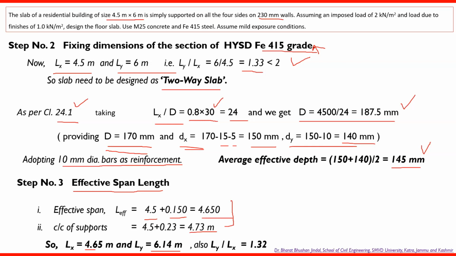Again we use the same methodology to work out the effective span along the longer span length. Here we have to apply the check whether Ly by Lx is less than 2. Yes, it is coming out to be less than 2. So we can proceed with the design of this slab as a two-way slab.